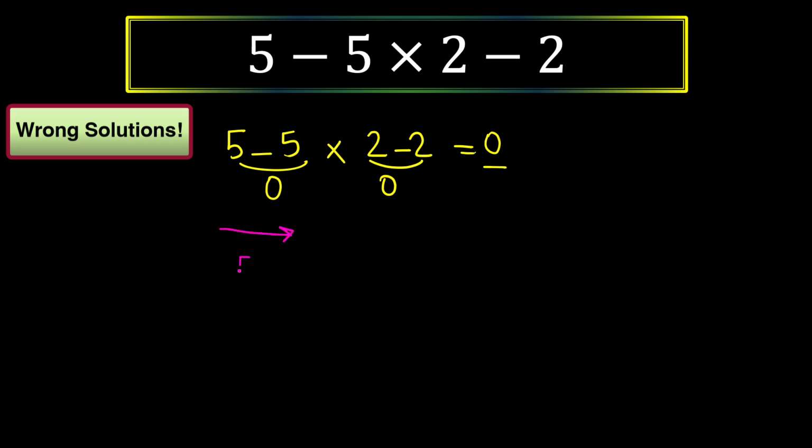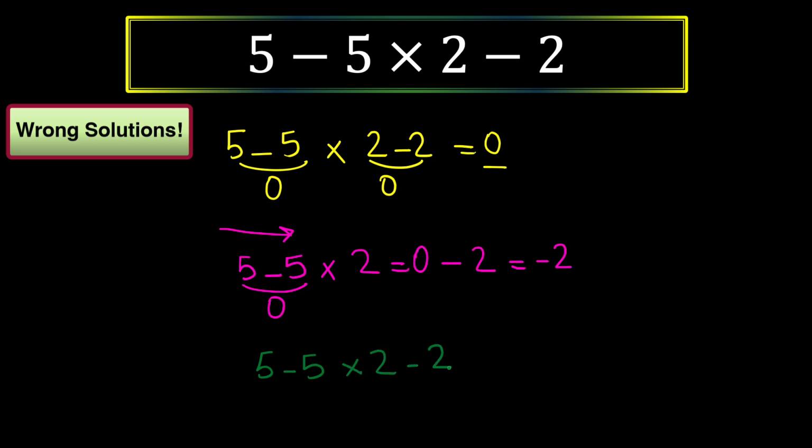They say 5 minus 5 equals 0, and then 0 times 2 equals 0. And finally, 0 minus 2 equals minus 2. And let me rewrite the expression here. 5 minus 5 times 2 minus 2.